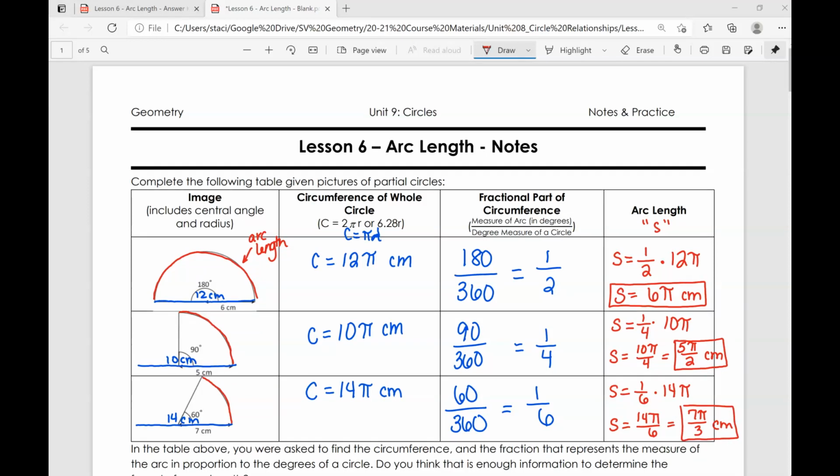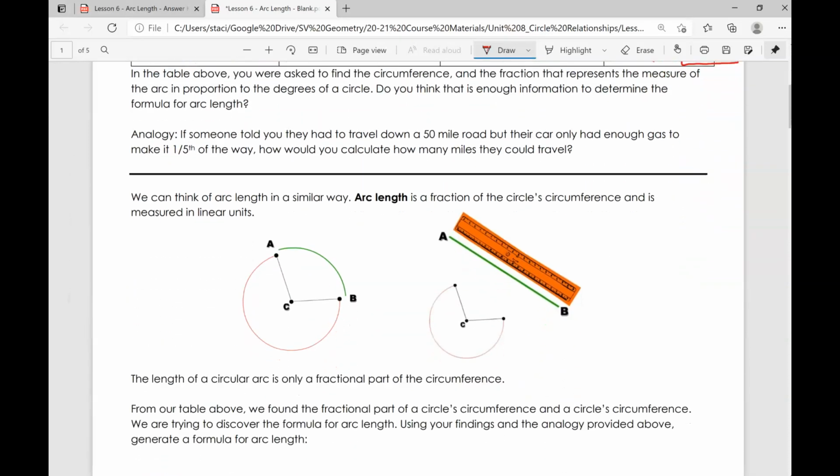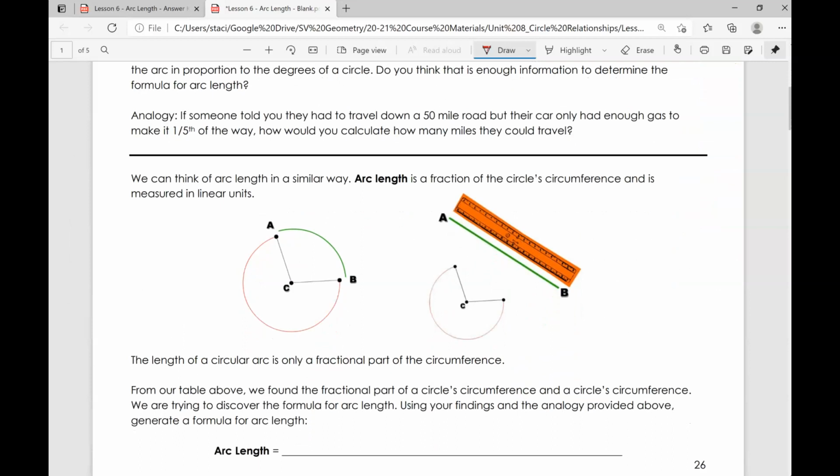So if this little table made sense to you on how we find the arc length, like how do we find the fractional piece of the circumference of a circle, then you essentially have figured out how to calculate arc length. You've kind of discovered the formula. And so if we look down here, remember, arc length is just a fraction of the circle circumference, and we measure it in linear units, so it's not squared units. If you look at this green piece here, finding arc length is essentially finding the length of that. So if you were to straighten out that curved piece into a straight line and measure it, that would be how we find arc length.